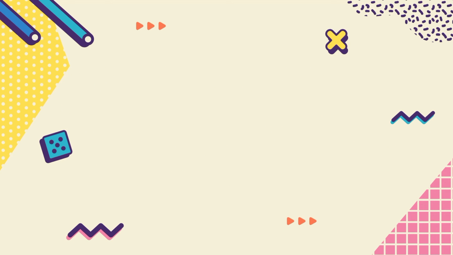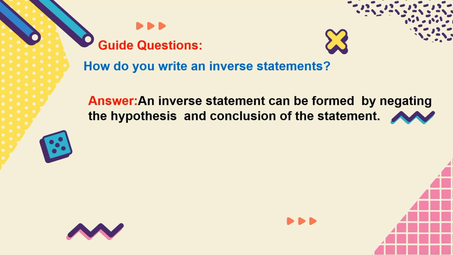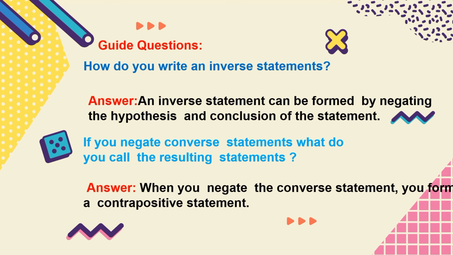Moving further, the next question is, how do you write an inverse statement? First, an inverse statement can be formed by negating the hypothesis and conclusion of the statement. And if you negate the converse statement, what do you call the resulting statement? The answer: when you negate the converse statement, you will form a contrapositive statement.